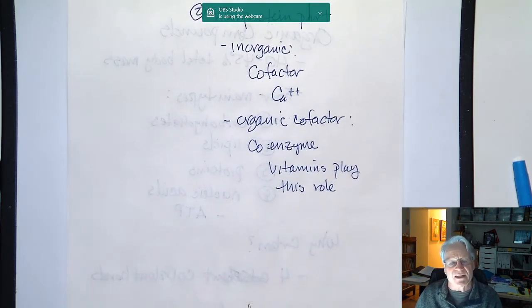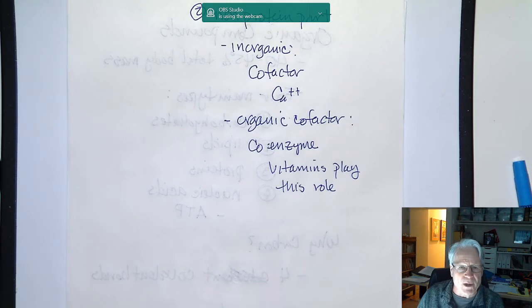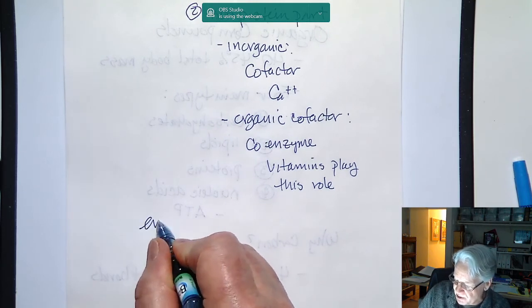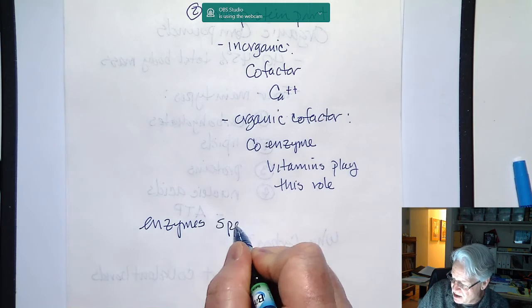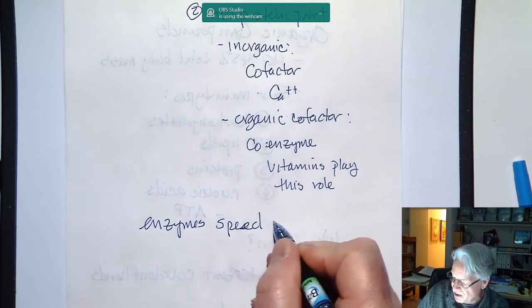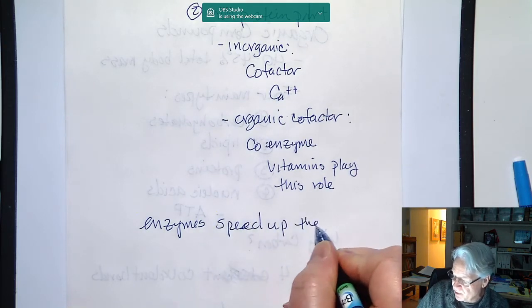So how does an enzyme work? What does it do to speed up the rate of the reaction? So enzymes, as we've just demonstrated, speed up the reaction rate.